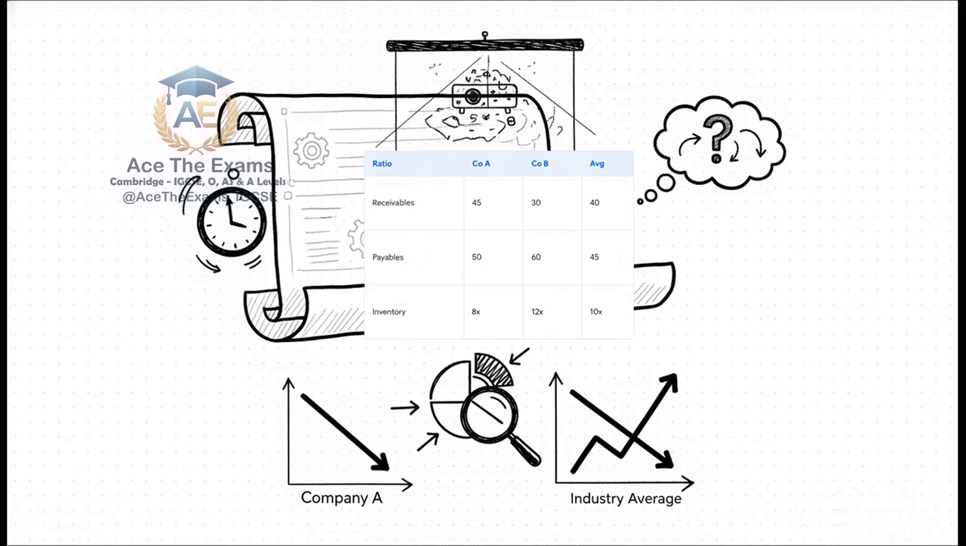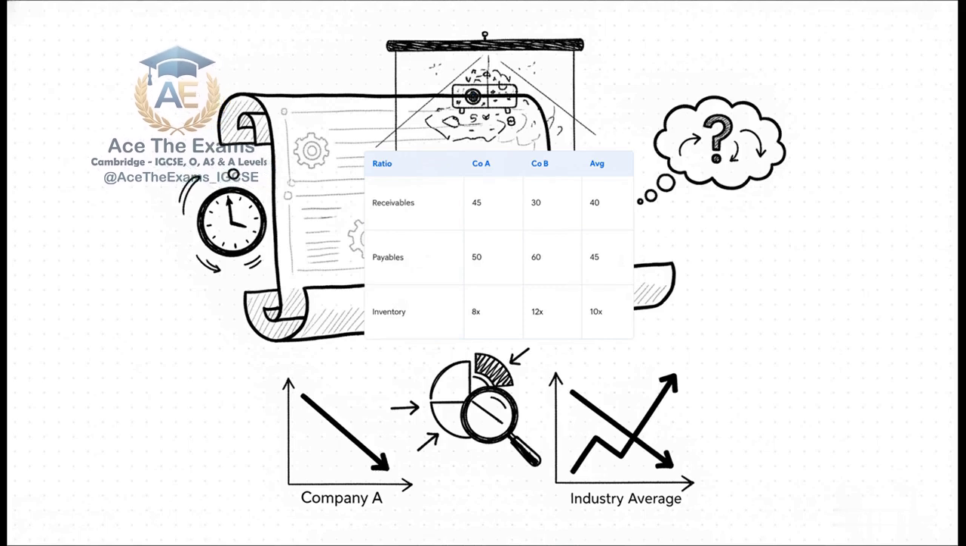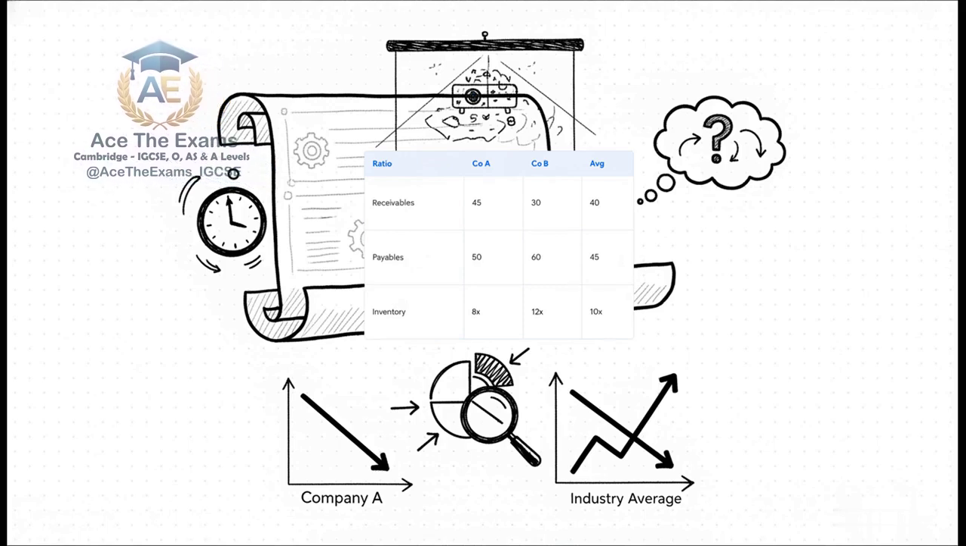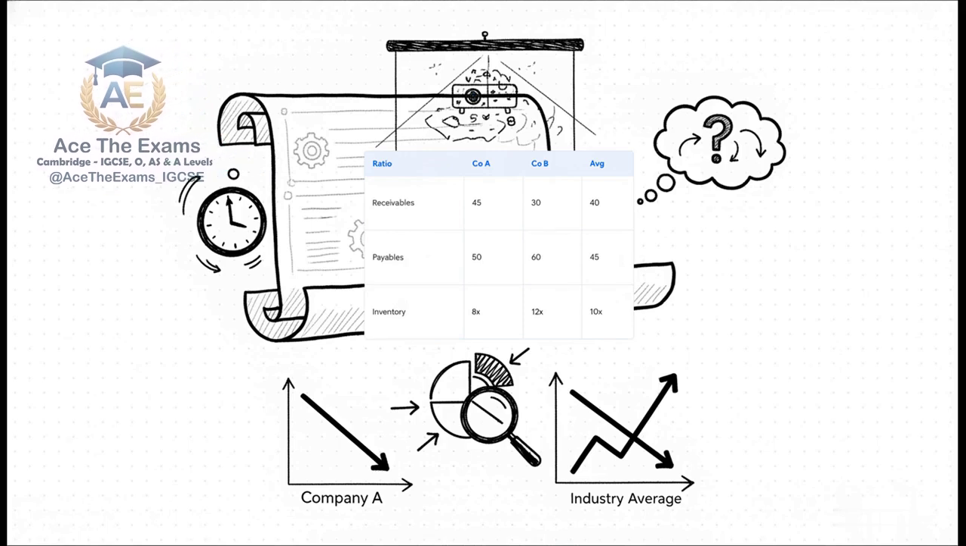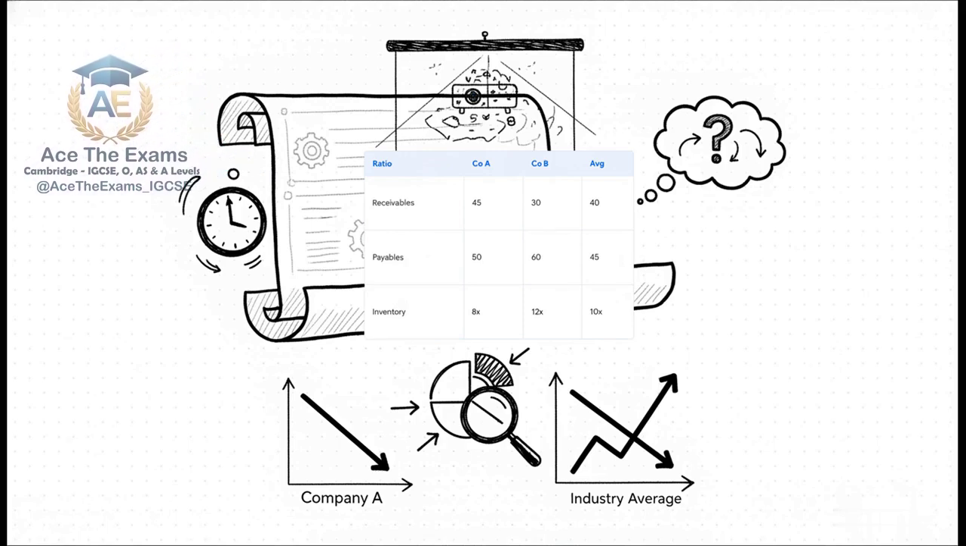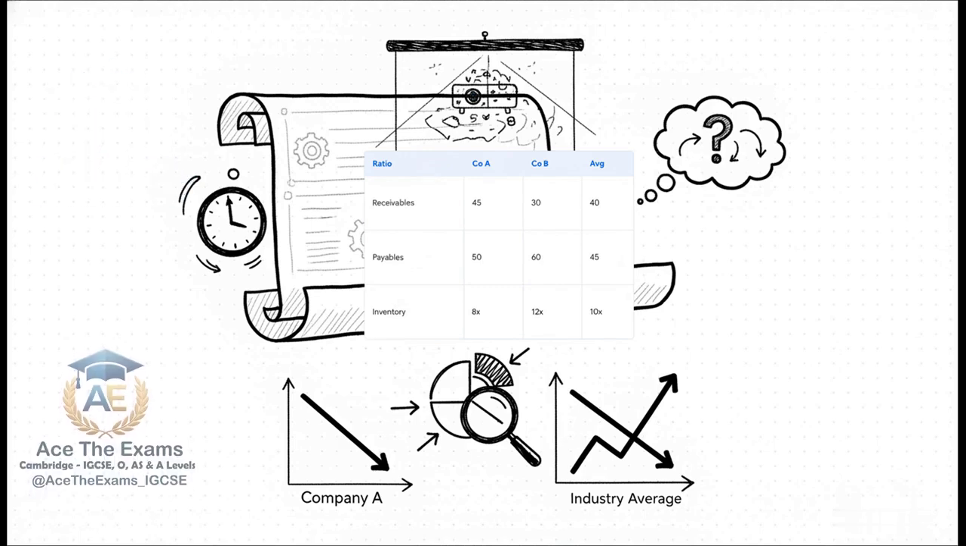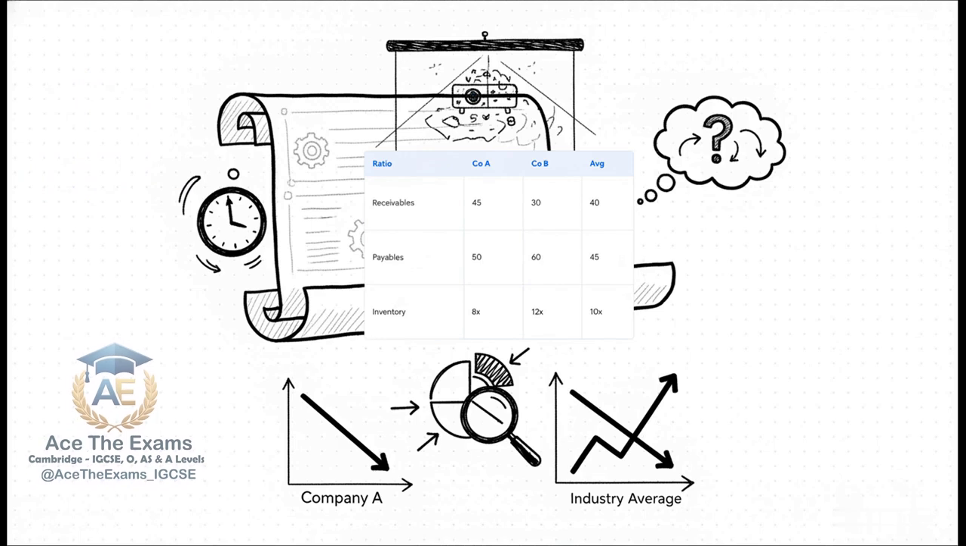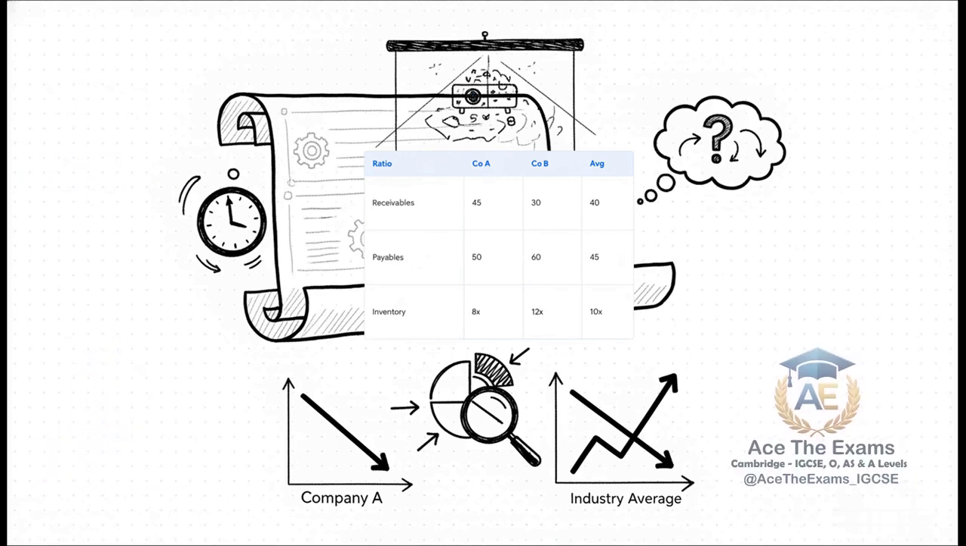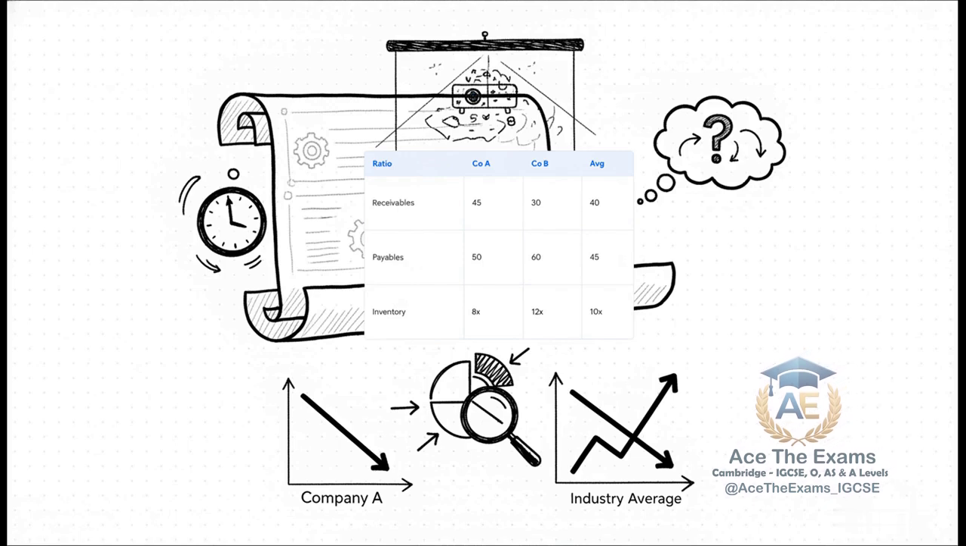Company A is sitting at 45 days, Company B is at 30 days, and the industry average is 40. Look at trade payables. Company A takes 50 days to pay its suppliers, Company B stretches that to 60 days, and the industry takes 45. Look at inventory turnover. Company A turns its stock over 8 times a year, Company B turns it 12 times, and the industry benchmark is 10. Imagine a 60-second visual countdown timer starting right now.